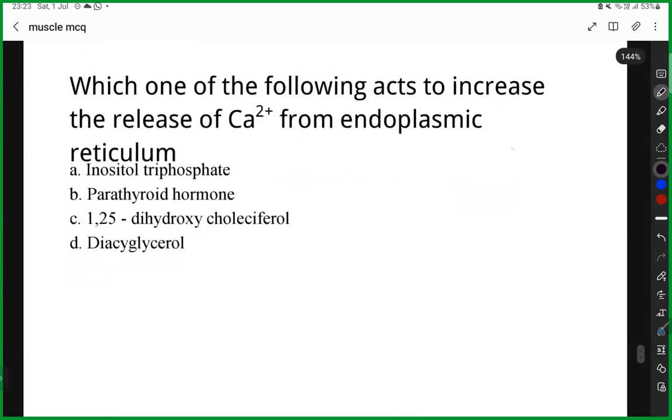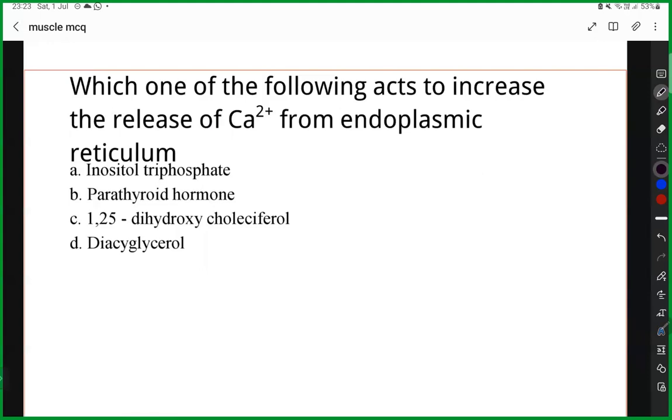Which one of the following acts to increase the release of calcium from endoplasmic reticulum? Remember, calcium release from endoplasmic reticulum, I think you would have read this. When acetylcholine binds to the muscarinic receptor, there is going to be influx of calcium. Influx of calcium leads to activation of calmodulin dependent myosin light chain. That is going to cause phosphorylation of myosin, which causes actin myosin interaction.